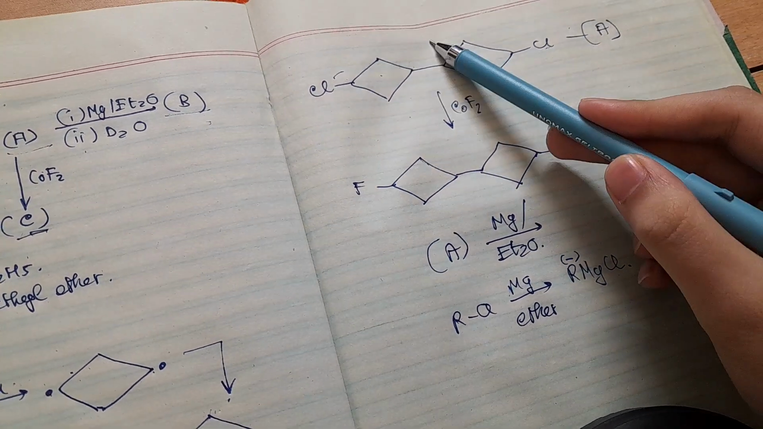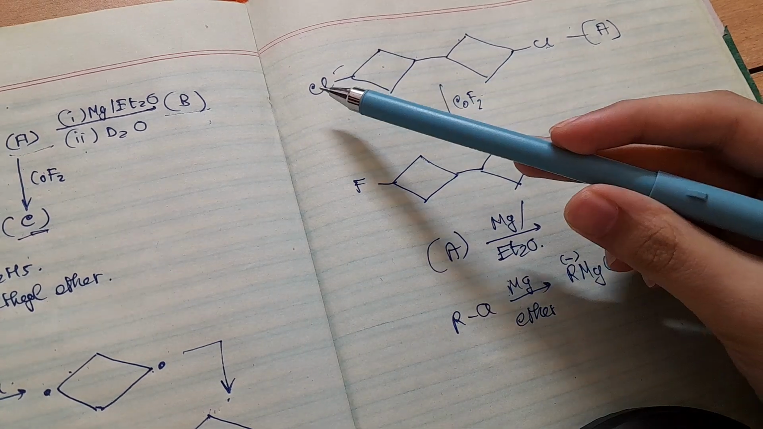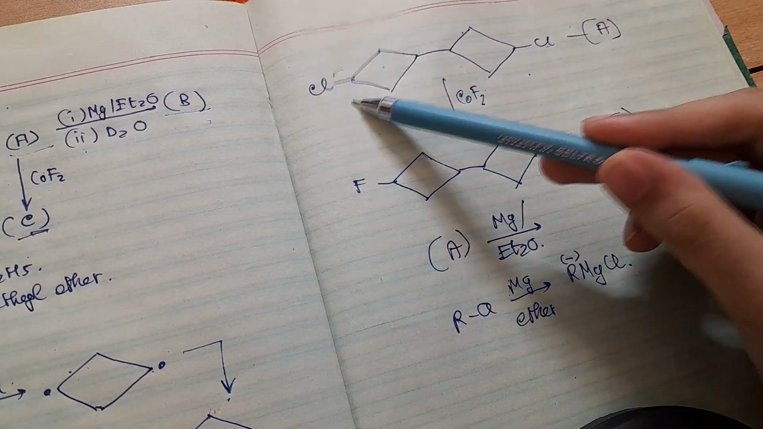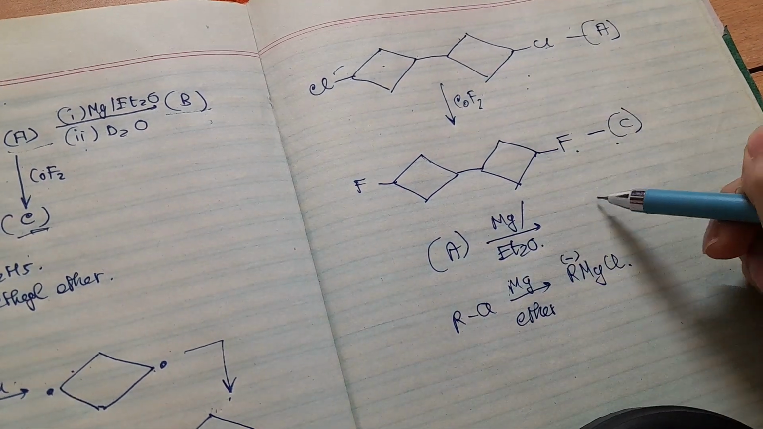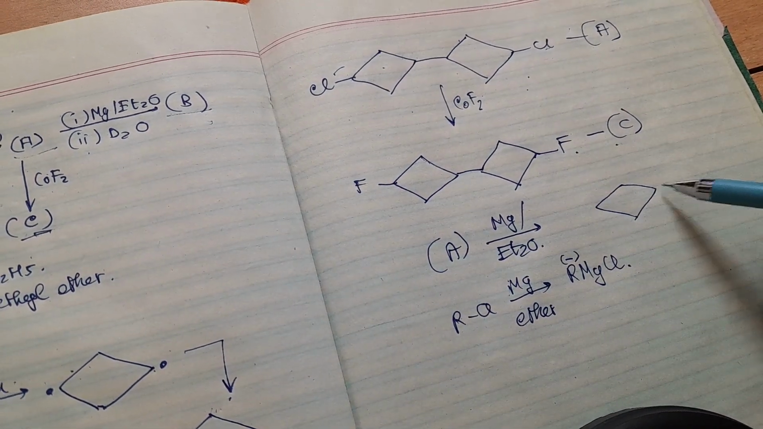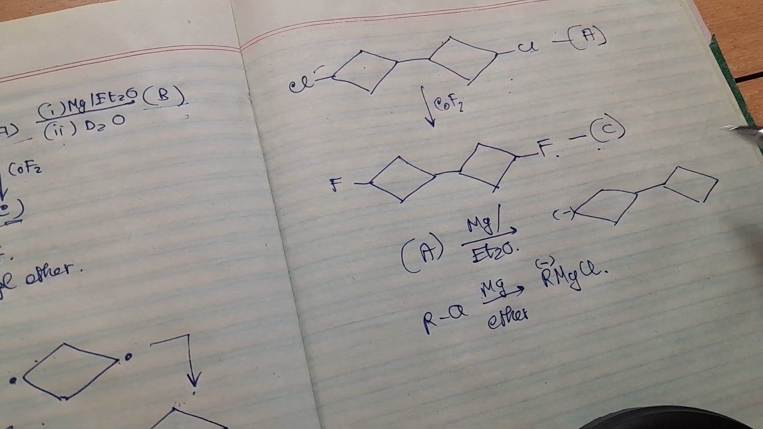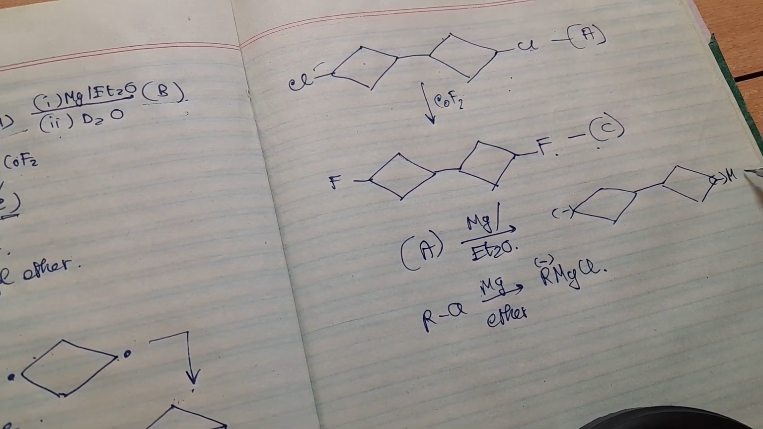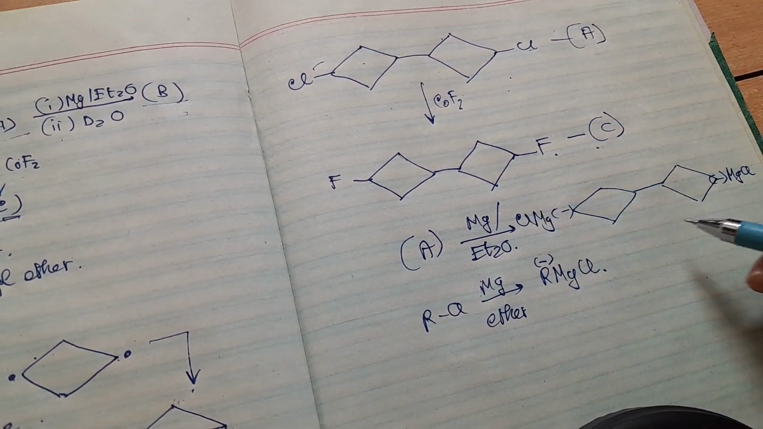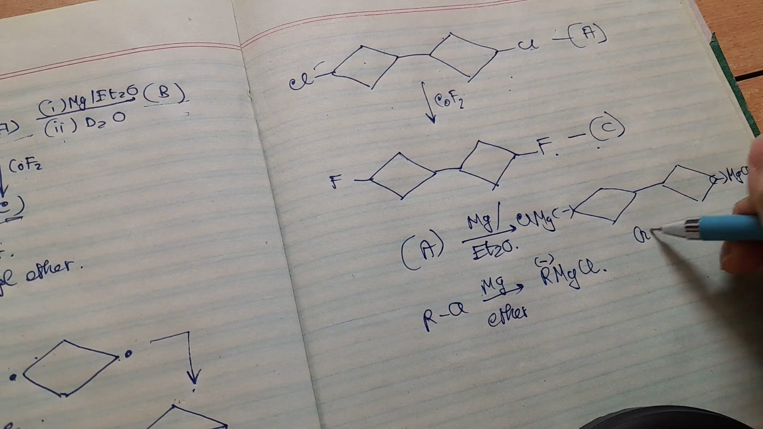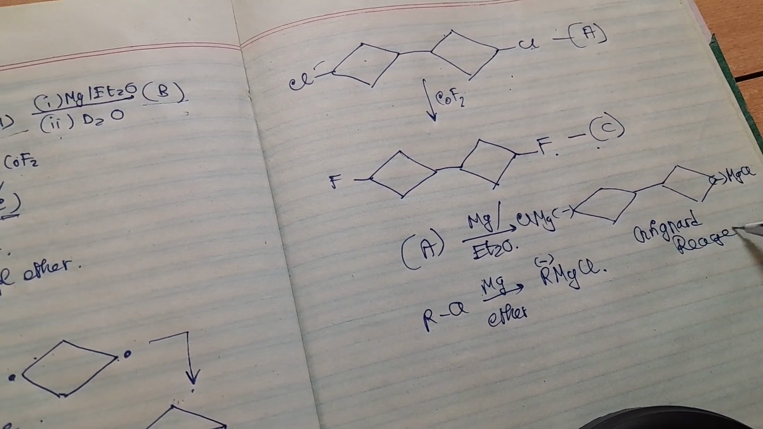So when we treat this A with magnesium in dry ether, these chlorines should be replaced by magnesium, and there will be a negative charge on either of these two carbons. So the product will be something like this: negative charge over here, negative charge over here, magnesium chloride, and then we have magnesium and chlorine. Okay, so this is the Grignard reagent. So this is an application of the Grignard reagent.